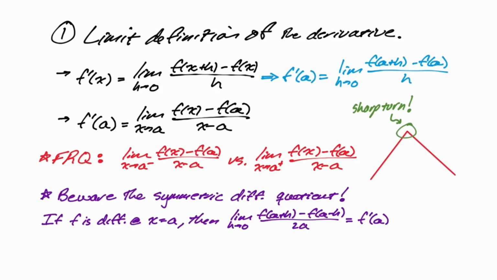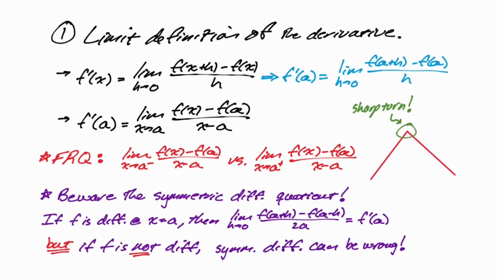The caveat to that is, if you are not differentiable at that point, the symmetric difference quotient can lie to you. The classic example, and the place where it mostly comes up, is the absolute value of x. The symmetric difference quotient would tell you that the value at 0 is 0, but we know that the absolute value of x is not differentiable at 0. Symmetric difference will give you 0. That is not correct. So if you're not differentiable at a point, this one can lie to you.